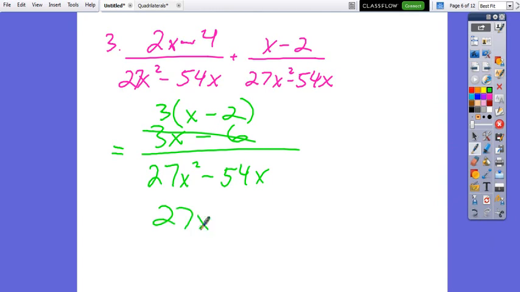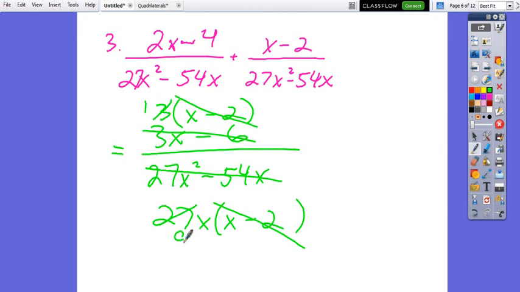So the 27x is our GCF. That leaves x minus 2. Imagine that. And the x minus 2 cancels. X minus 2 goes away. And then you've got 3 over 27x. 3 goes into 27 9 times. So the final answer is 1 over 9x.